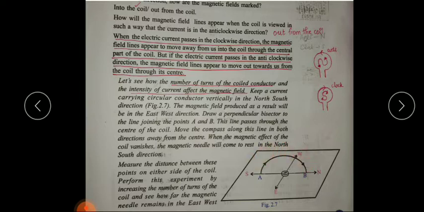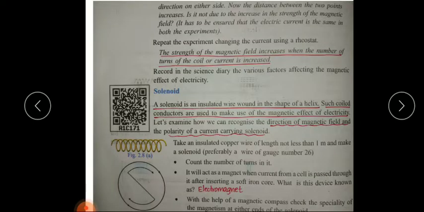On increasing the number of turns, you can see the distance also increases. So here you can see that now the distance between the 2 points increases. Why did the distance increase? It is because of the increase in the strength of the magnetic field. How did the strength of the magnetic field increase? By increasing the number of turns.